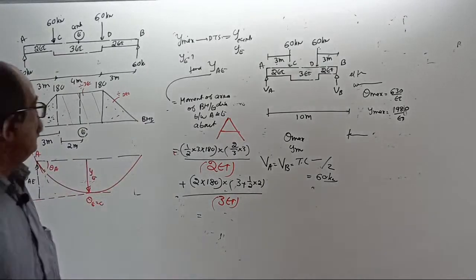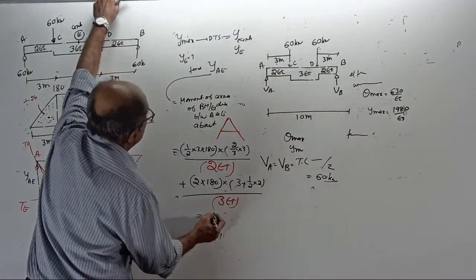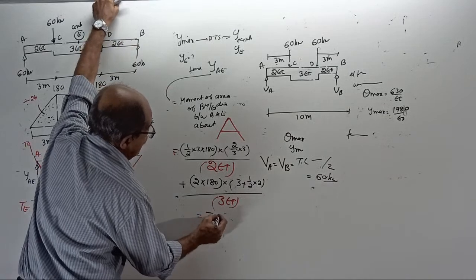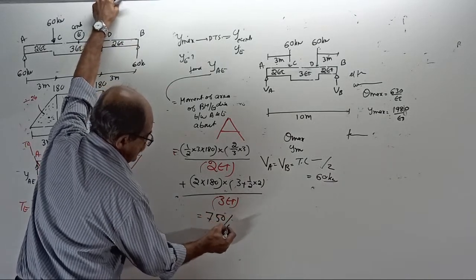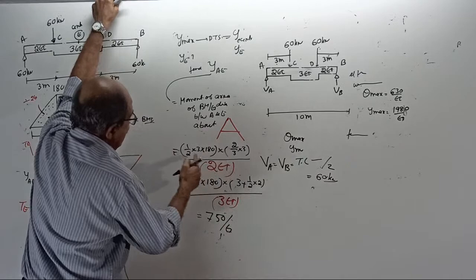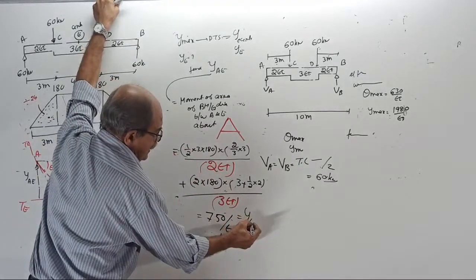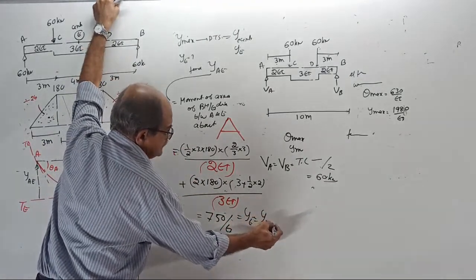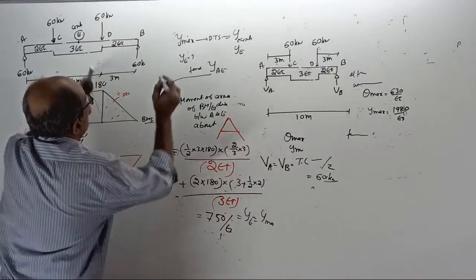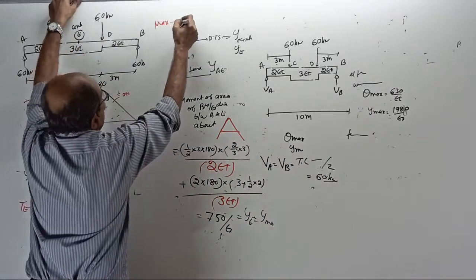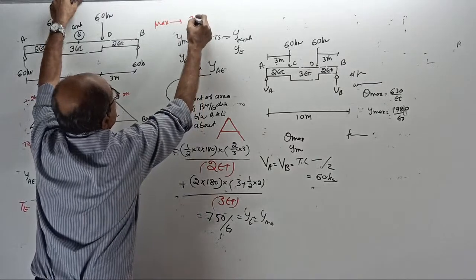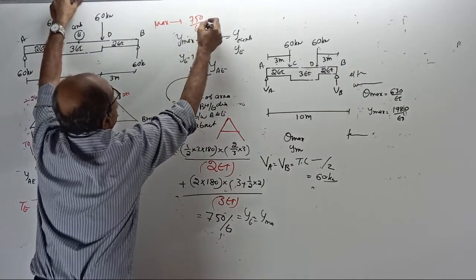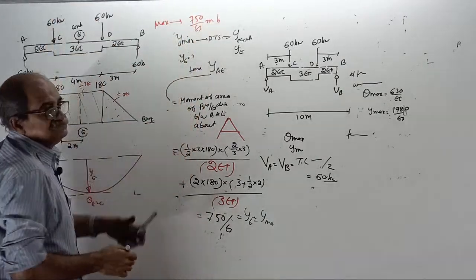750 by EI. Over. Don't give the wrong answer. 750 by EI. That itself is Y equal to Y maximum. Write the answer. Therefore, maximum deflection equal to 750 by EI meter down at center.